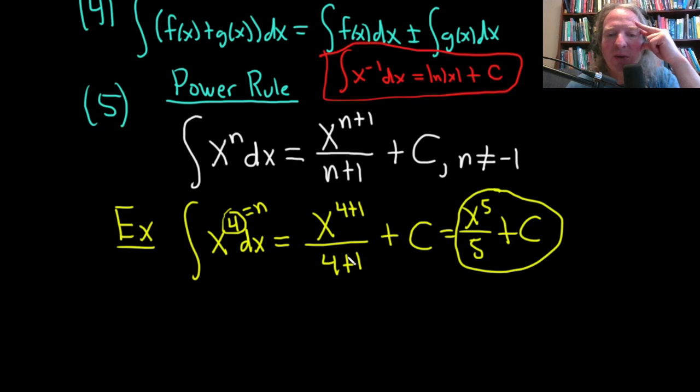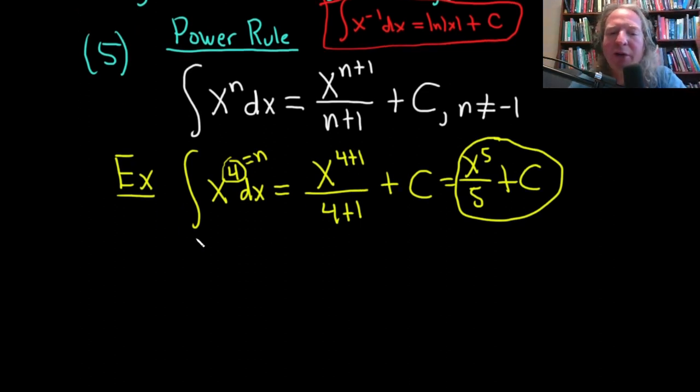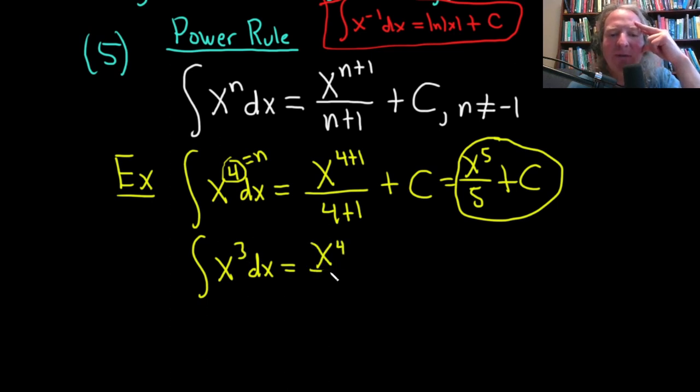Now, in general, you do want to eventually move past this type of computation. You want to eventually skip this work because it really clutters your problem. So when you see a problem like this, let's just say x cubed dx, you basically jump to the solution. 3 plus 1 is 4, and then you just divide by the 4, like that, plus c. So you want to skip this middle step.